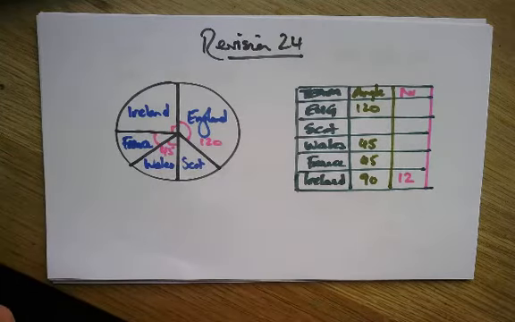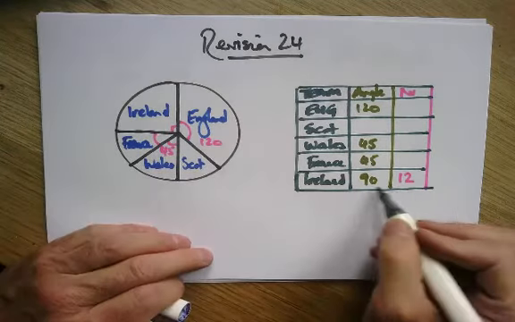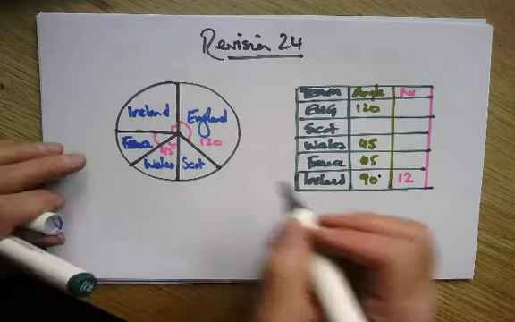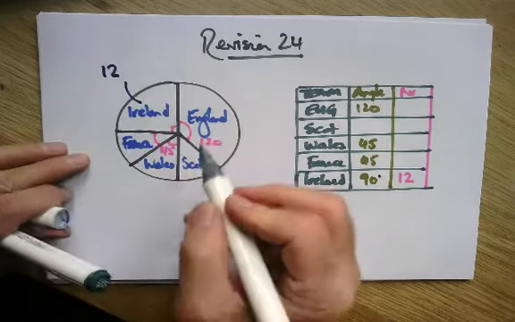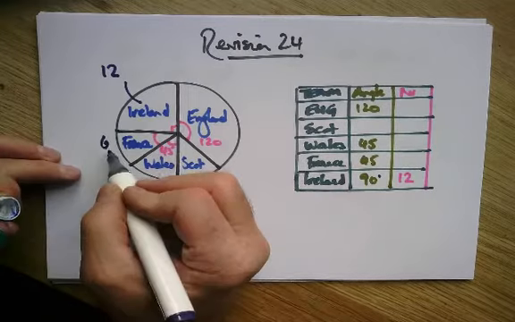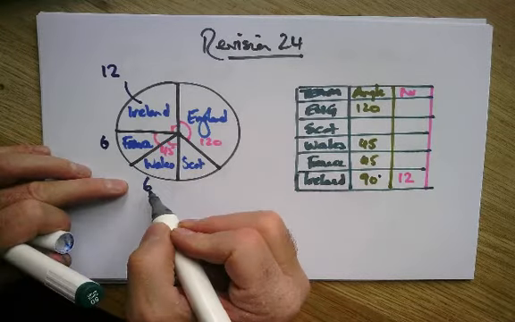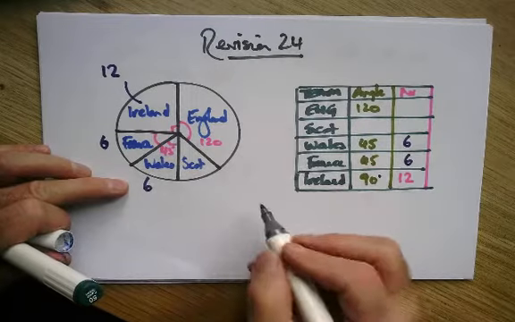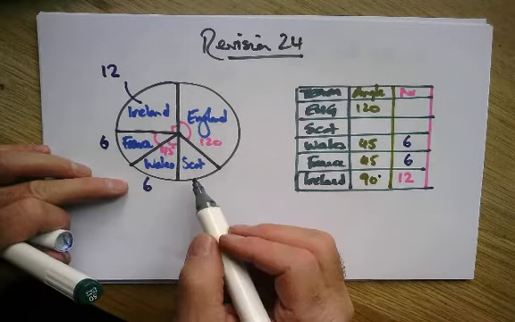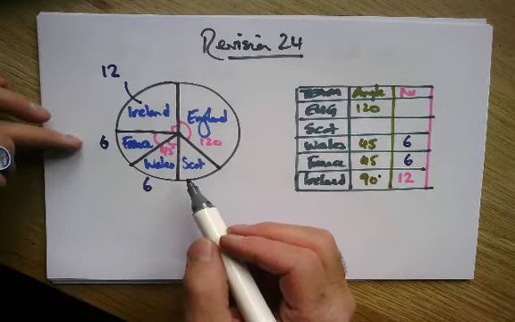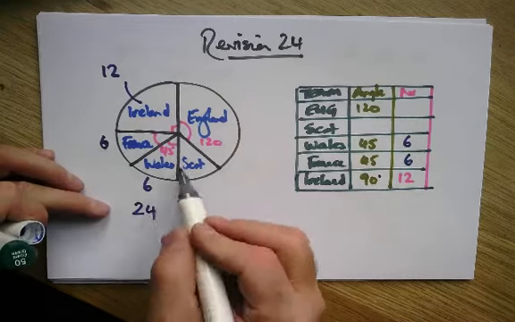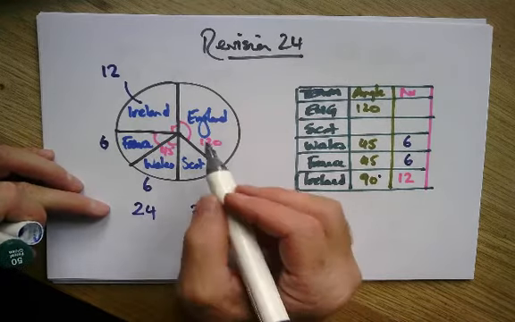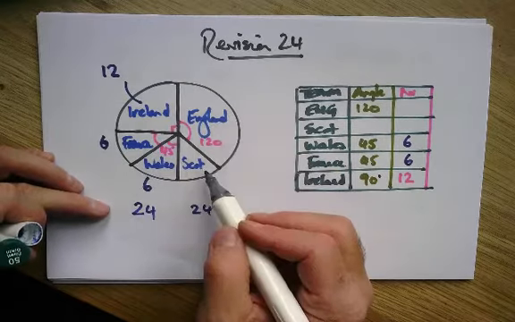The only bit of information we really do have is here. 90 degrees represents 12 people. So I know that's 12 people, and that's half of that, so it's going to be 6. So I know that France is 6, Wales is 6. And then I know that that means that's 12 and 12, that's 24 in this half, so it'd be 24 in that half.